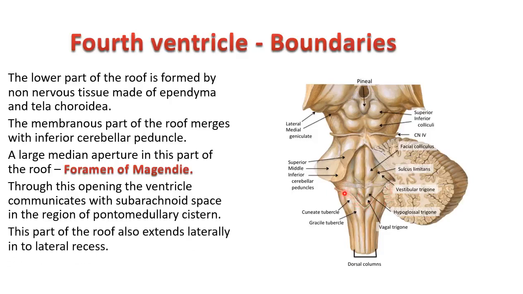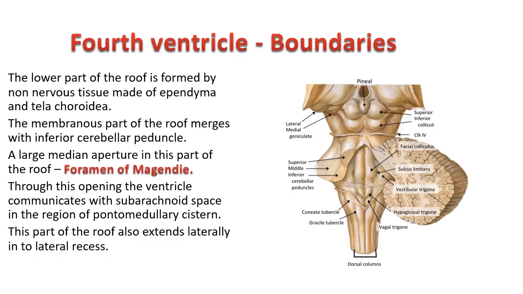Okay, and then this part of the roof also extends laterally. So you are able to see that the lower lateral part of the roof also extends laterally into the recess. So that means this inferior part, this membranous structure, is also going to form a boundary for the lateral recess, which is an extension of the cavity of the fourth ventricle.